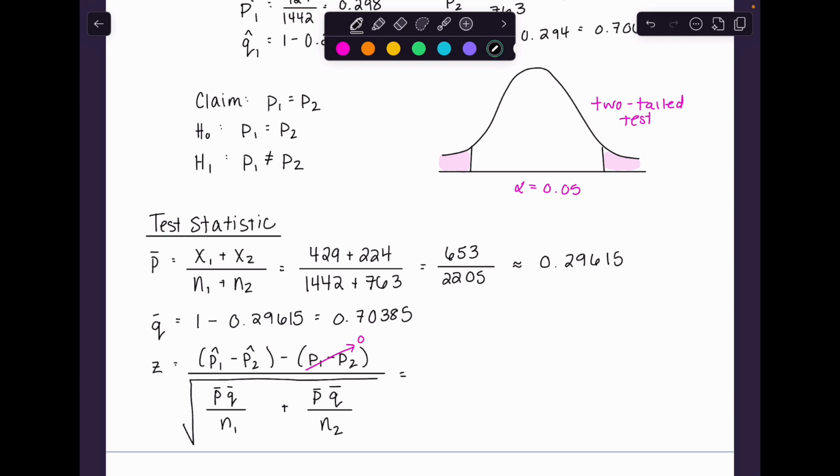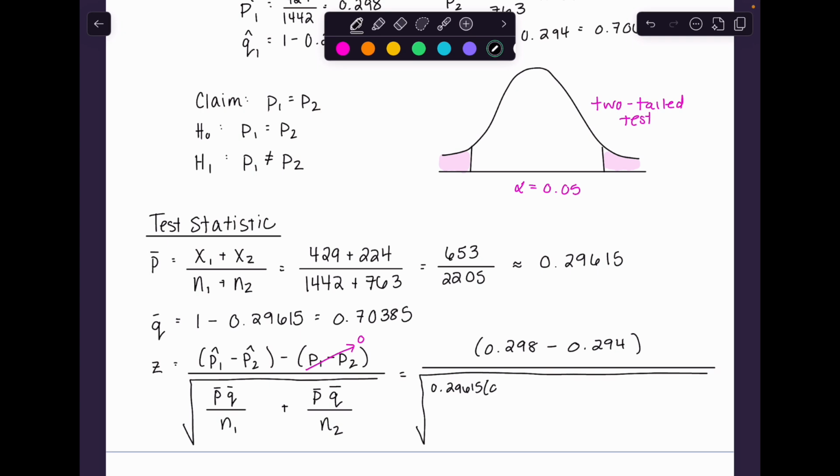So before I pull up the calculator, I want to go ahead and I want to put all of these numbers in. P1 hat is 0.298. P2 hat is 0.294. And then in the bottom, I need a lot of room here. P bar is 0.29615. Q bar is 0.70385. And then N1 is 1,442. The numerator here, exactly the same thing.